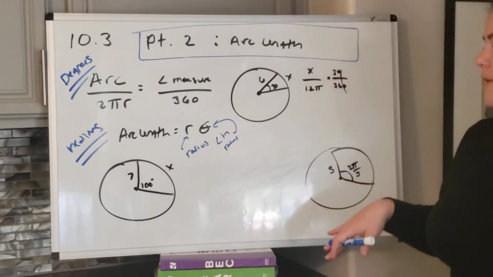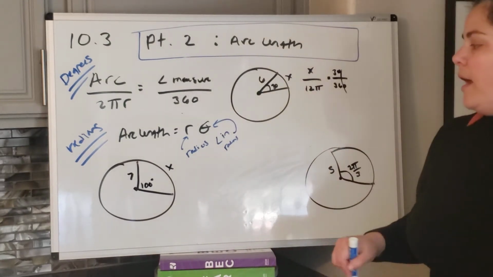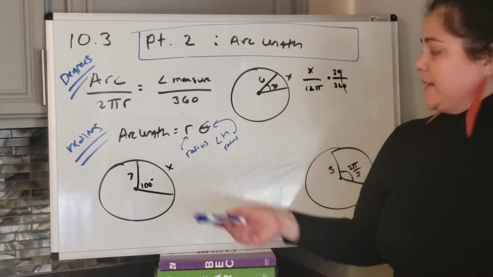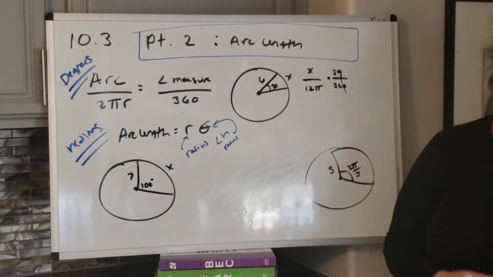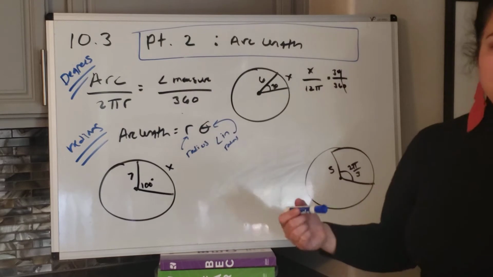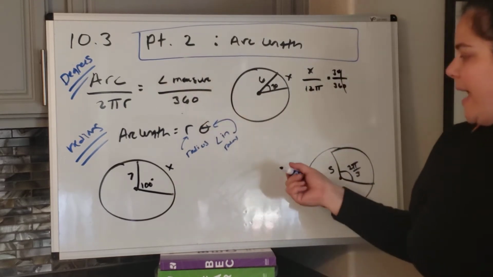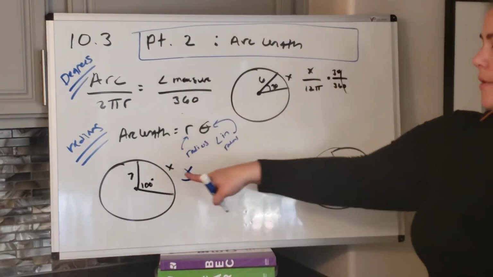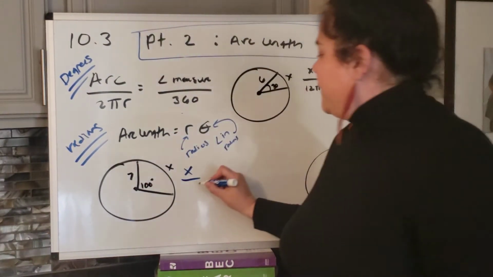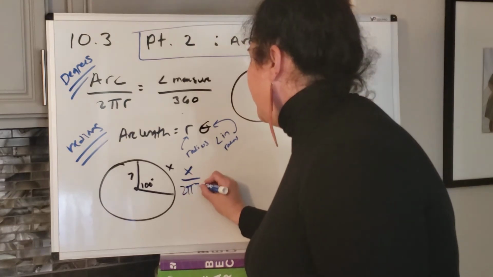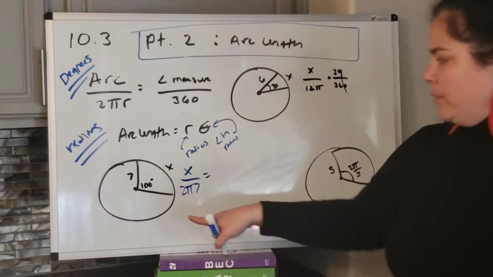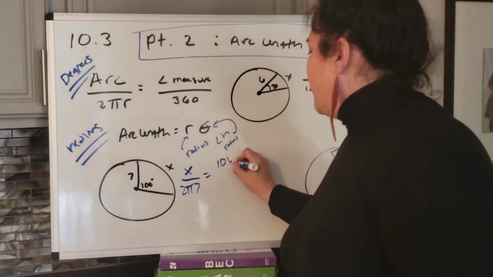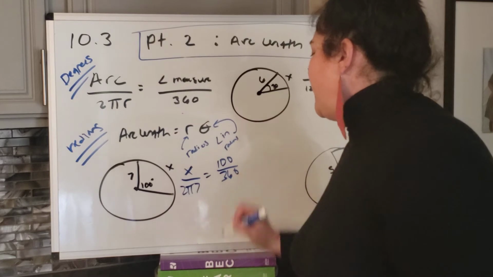So let's just do a few examples of the different types of problems. On this first one, I've got a circle, radius of 7, and an angle of 100 degrees. Arc length I'm looking for is x. So again, I'm just gonna follow my basic setup and go arc, which is x, over 2 pi r. Okay, so I'm plugging in 7 for r, so 2 pi times 7 is equal to my angle, which is 100 divided by 360.